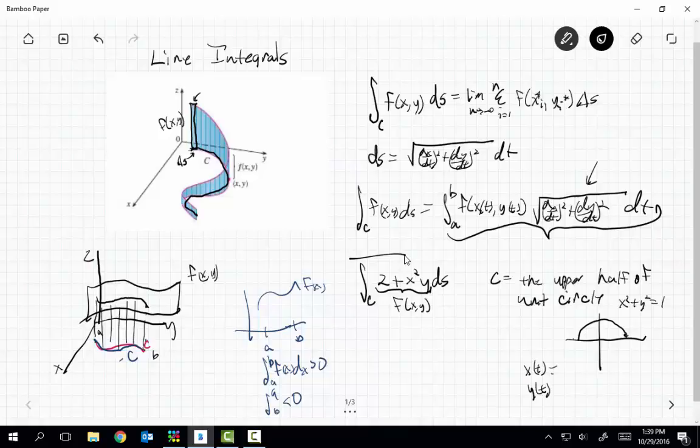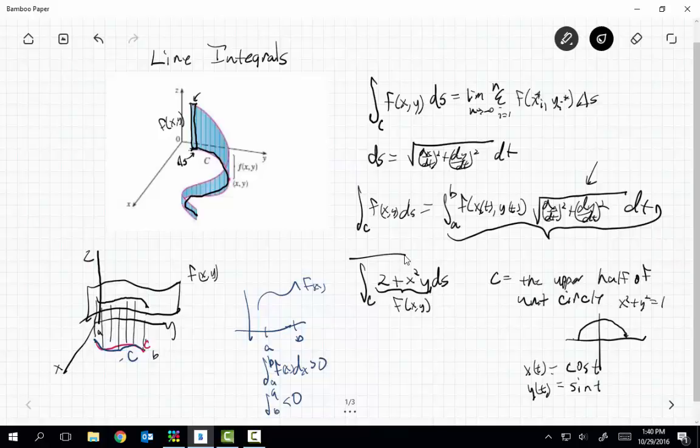Hopefully you see that if it's x of t, I would prefer to start my t at 0. I can start my t wherever I want, but I want to make things as easy as possible. How about I just let that be cos t? Because if it's cos t, then when t is 0, I'm at 1, and then predictably, hopefully you can see that this guy's going to be sine t, right?